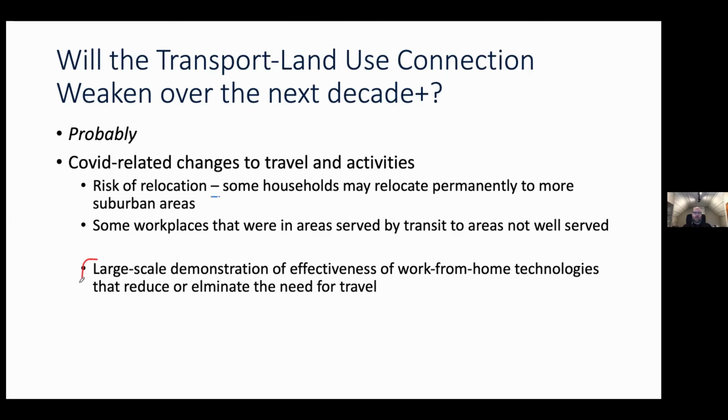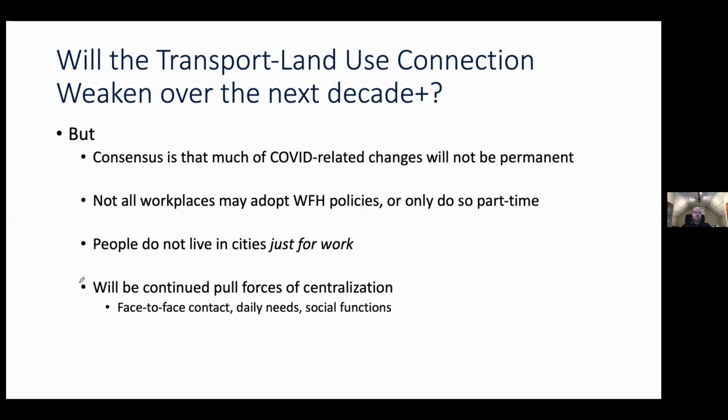And we've seen a pretty large scale demonstration of the effectiveness of work from home technologies to reduce or eliminate the need for travel over space. But, though, what qualifies that is, through our workshops and through the literature, there is seemingly a consensus that a lot of the changes that have occurred in the last 2 years are likely not to be permanent. Not all workplaces are going to adopt work from home policies, or they might only do so part-time, in that they will still require their employees to come downtown to work jobs there.